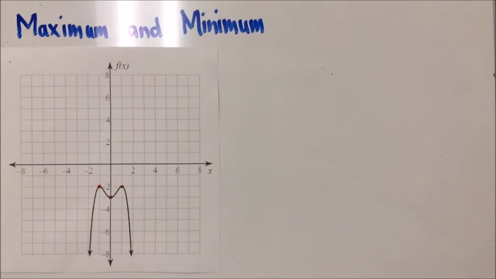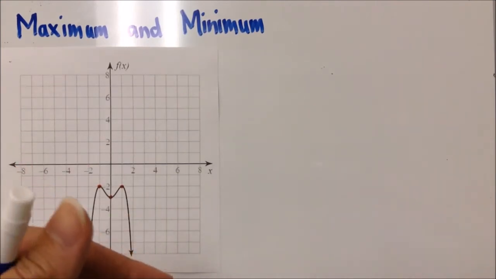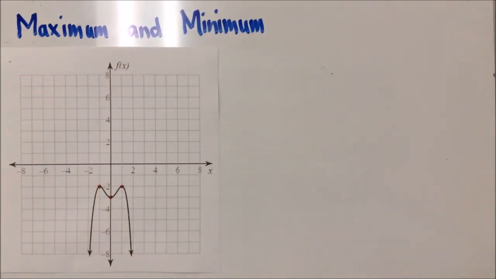So for example 1, when we are identifying maximum and minimum using the given graph, I have marked 3 points where it changed from either increasing to decreasing or decreasing to increasing. So we don't have to worry about the ends or the arrows, just the points where a function changes direction from rising to falling or falling to rising. So again, 3 points. Let's take a look.